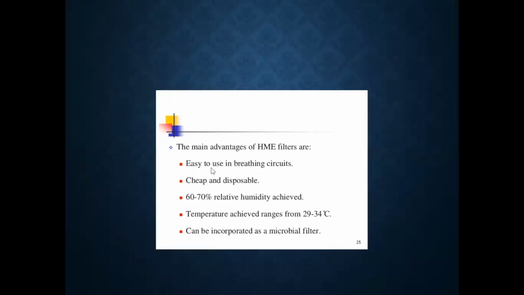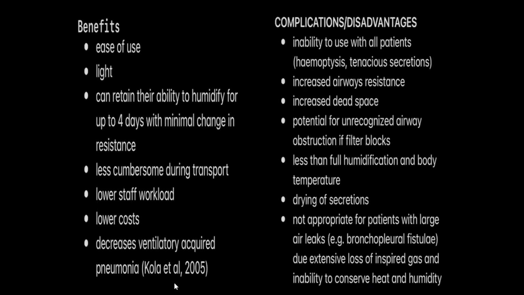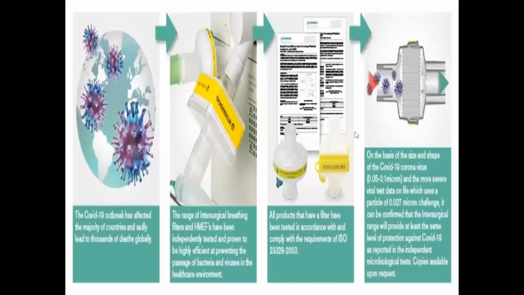Main advantages: easy to use in the breathing circle, cheap and disposable, 60 to 70% relative humidity achieved. This is very important. Temperature achieved ranges from 29 to 34, and can be incorporated as a microbial filter. Benefits again, go through on your own. All this you can go through on your own for MCQs.